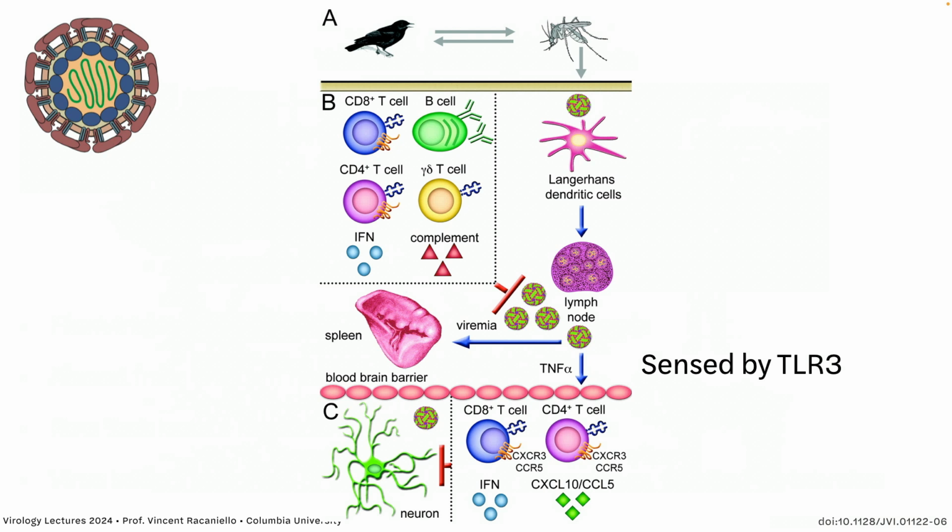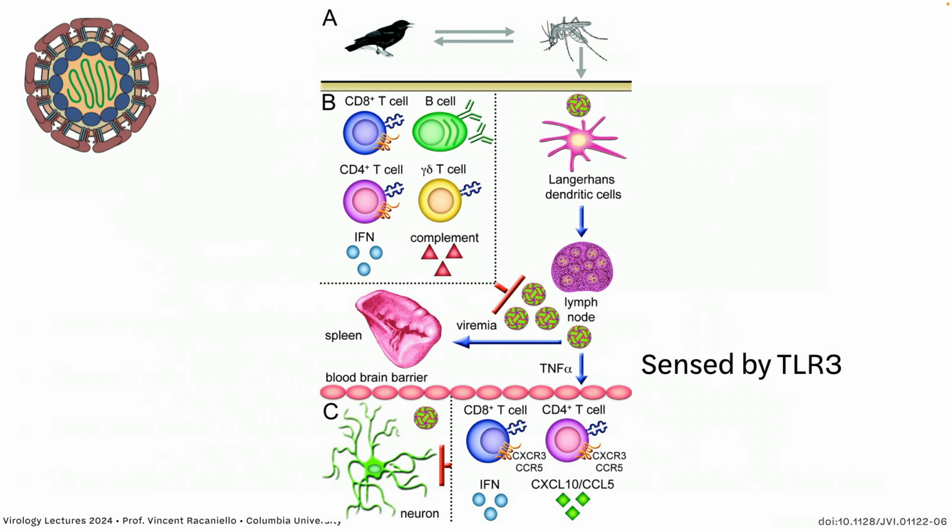Some of the early responses to infection include sensing by toll-like receptor 3. So it's an RNA virus. It's sensed by TLR3. That sensing induces cytokines, among which is TNF-alpha, tumor necrosis factor alpha. One of the effects of TNF-alpha is to loosen the blood-brain barrier, the barrier between the capillaries and the tissues of the brain. And so that allows virus to get into the brain. We know this because in mice, if you knock out TLR3 and infect them with West Nile virus, the virus is less likely to get in the brain. So then the virus gets into the brain where it can reproduce in neurons and cause the symptoms that I told you.